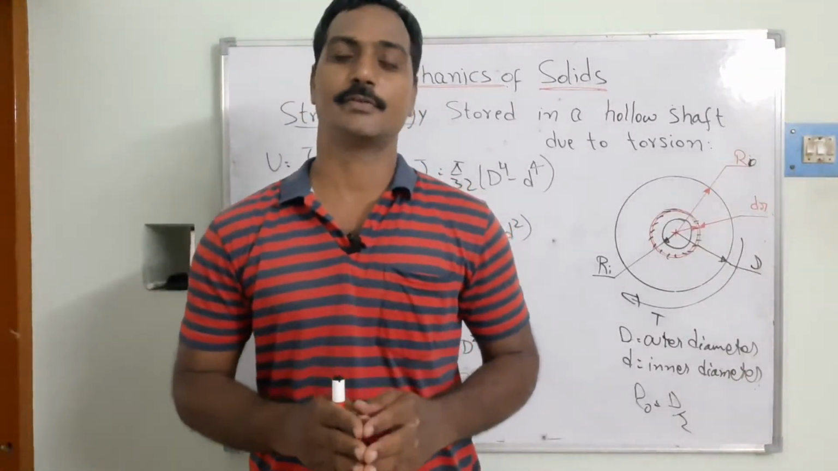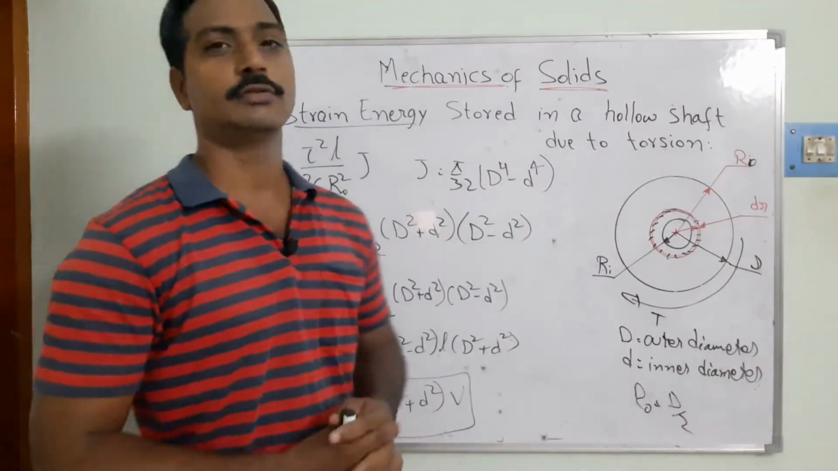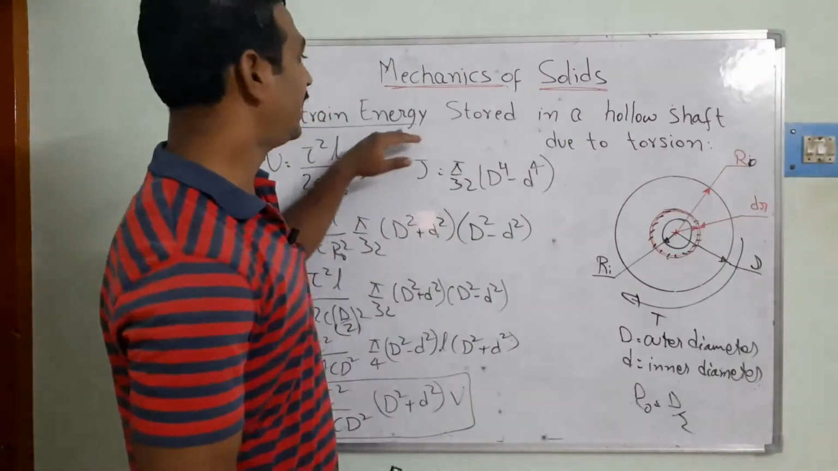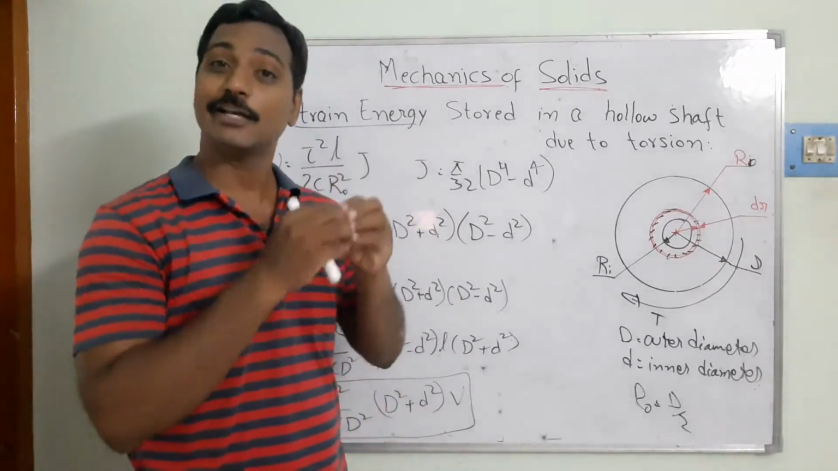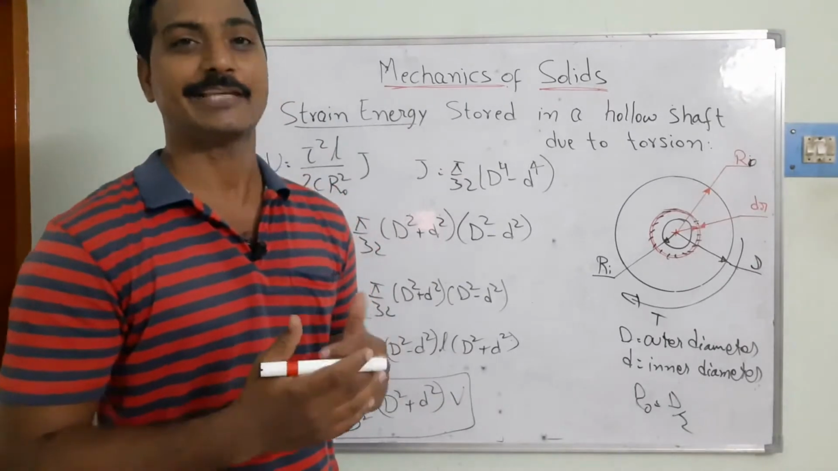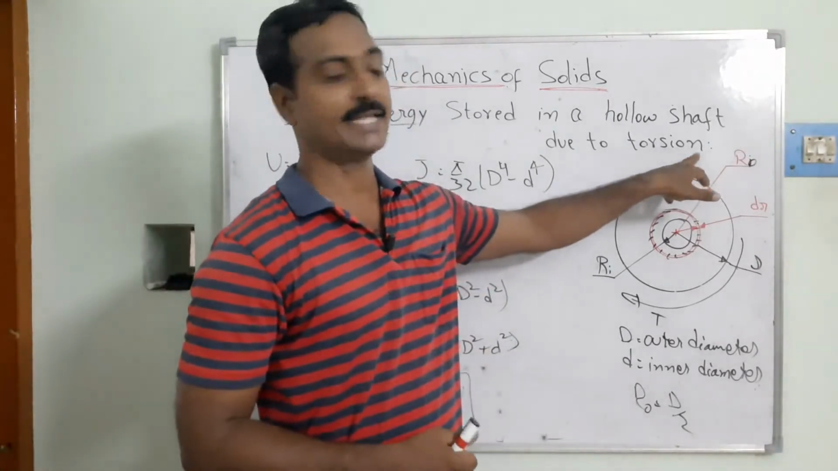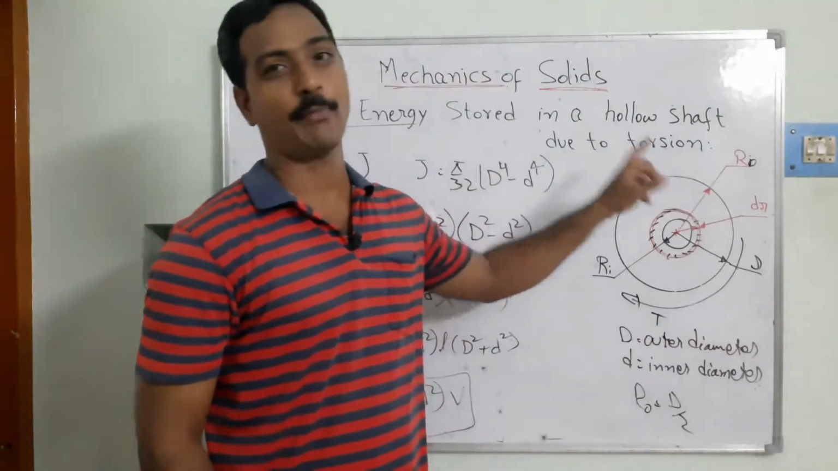In this video lecture, we are trying to learn the strain energy stored in a hollow shaft due to torsional loads. As we know, strain energy is due to the stretching of the object whenever an external load is applied. In this case, the torsional load is coming, which means the shaft is made to rotate about its own axis.